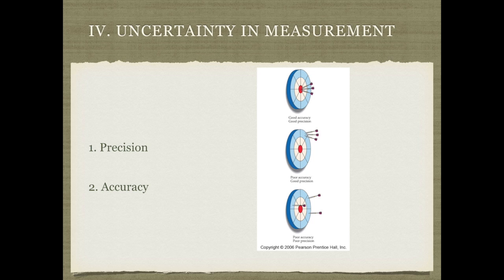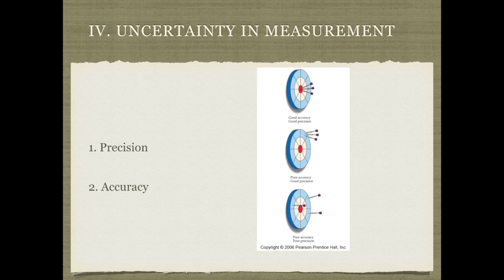Also, when we make measurements in lab, there's always a bit of uncertainty that comes with those. And so we have 2 ways to talk about that uncertainty. One of them is precision. And precision, the exact definition of that, is a measure of how closely individual measurements agree with one another. It's how close they are.